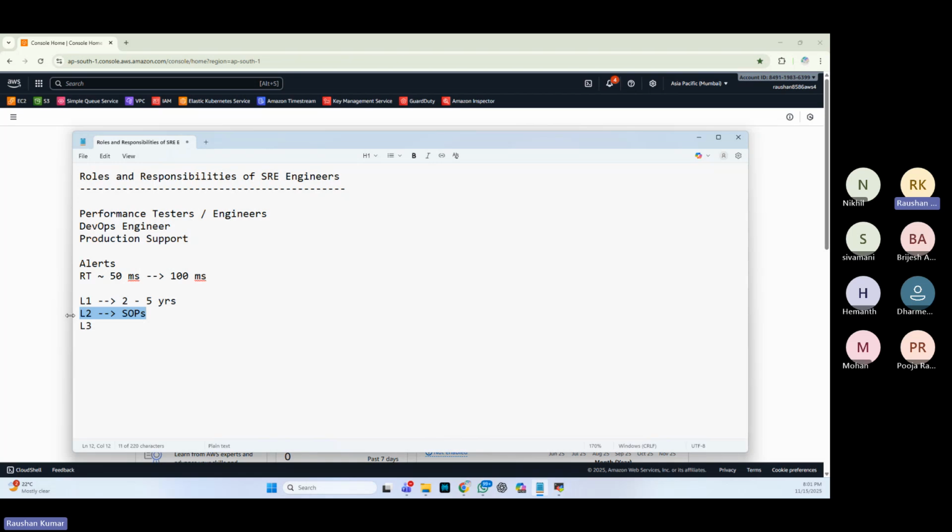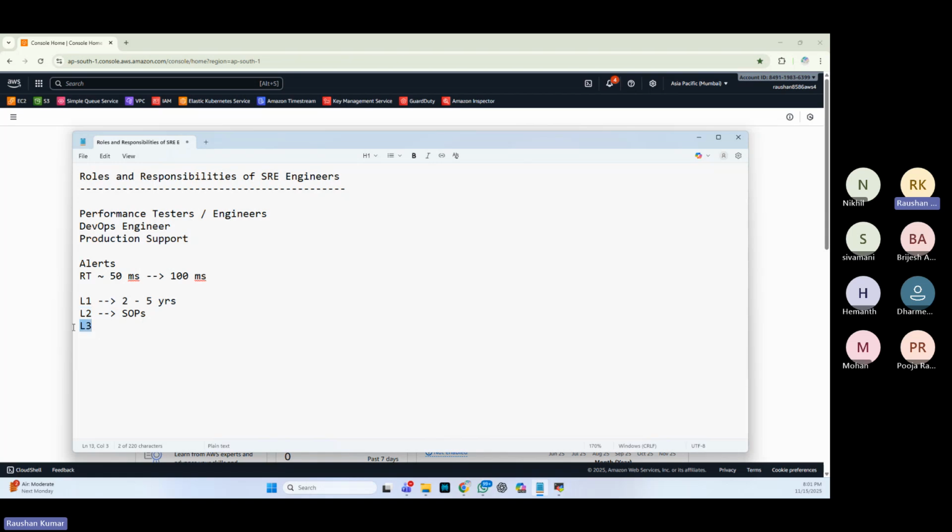If this issue comes, what needs to be done? If CPU is high, what needs to be done? If the pod or the server restarts, what needs to be done? Right? So that they collect the evidence, and if the issue still persists, they have to get in touch with the L2 person, and things would go on.